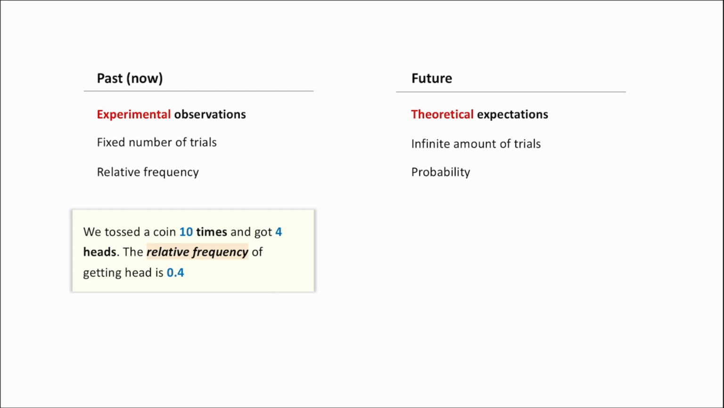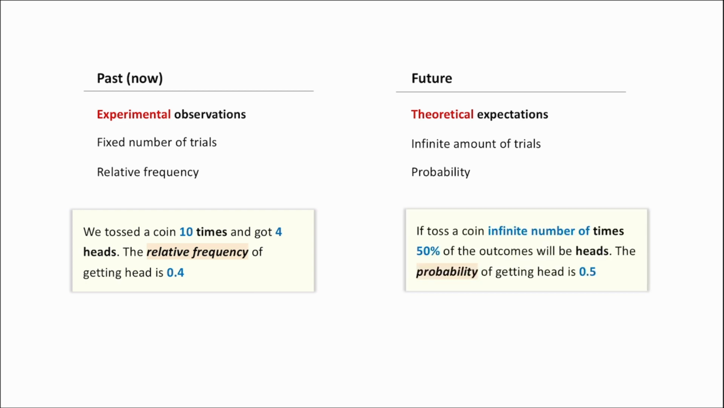And then an example with a coin. So if we toss a coin 10 times and got 4 heads, then we can compute a relative frequency of having head. So relative frequency of having head is 0.4 in our experiment. So this is 40% of the outcomes we got. But we can also say, if we toss a coin infinite number of times, and if coin is unbiased, so it's balanced, then in 50% of the outcomes we will have heads. So we can say that the probability of getting head is 0.5. So relative frequency is what we observe in particular experiment, and probability is what we expect to observe if we repeat this experiment large number of times, ideally infinite number of times.